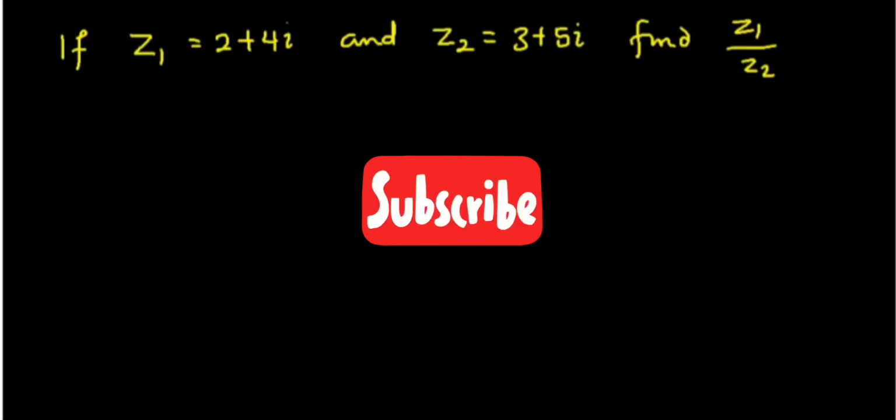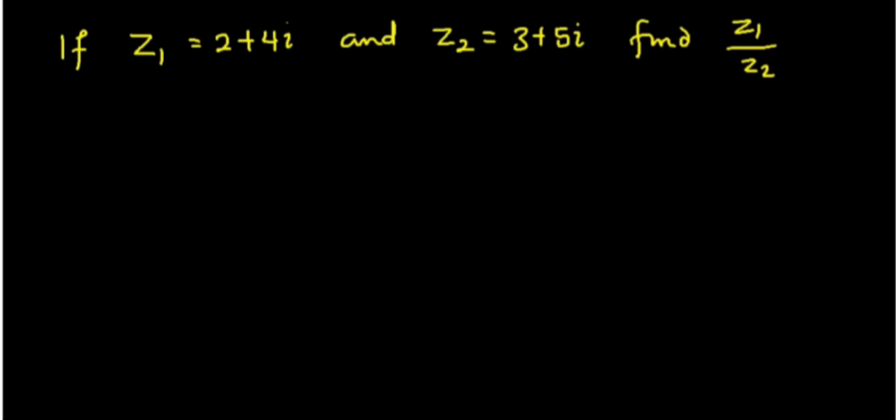If z1 is equal to 2 plus 4i and z2 is equal to 3 plus 5i, find z1 over z2. So what you want to do is z1 over z2 is equal to 2 plus 4i over 3 plus 5i. Okay, good. Now somebody will be like, oh, is this the final answer? This is not the final answer yet. You need to multiply the conjugate of the denominator to both the numerator and denominator.